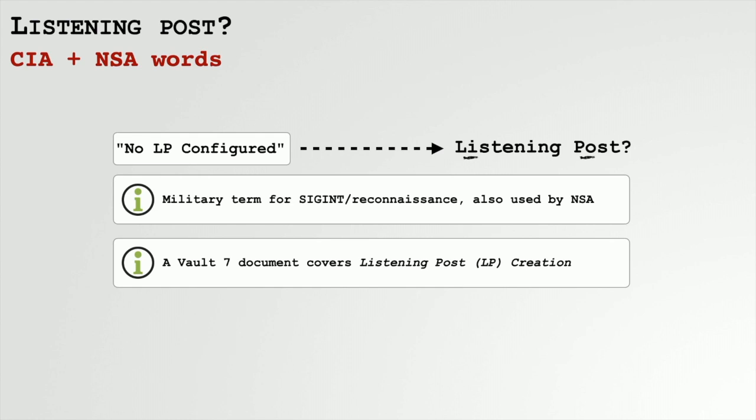Some of the interesting strings that really stood out is one, "no LP configured," where LP in this case likely refers to listening post, which is an English military term for SIGINT or reconnaissance. It's also used by the NSA in their implants. There's a Vault 7 document that specifically covers listening post creation. It talks about having base OS images that are then auto-configured to be listening posts, which I thought was pretty interesting.